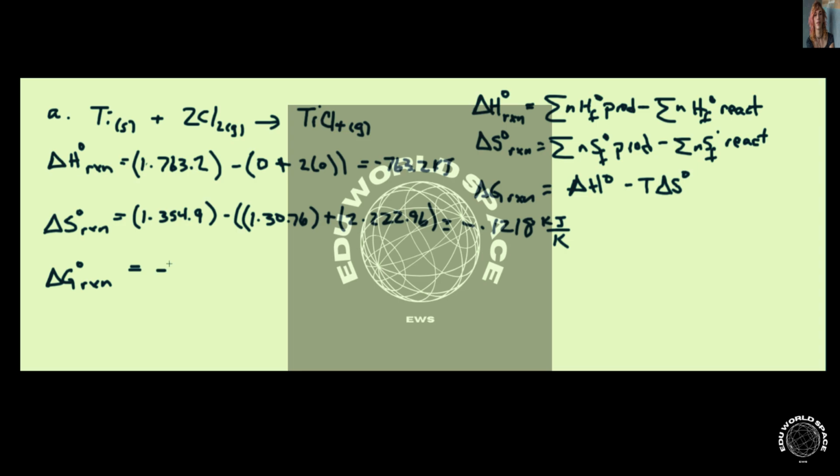Now at 298, we can use delta H minus T delta S. So we have our negative 763.2 minus 298 times our negative 0.1218. And when we put that into the calculator, we get negative 726.9 kilojoules for our delta G.